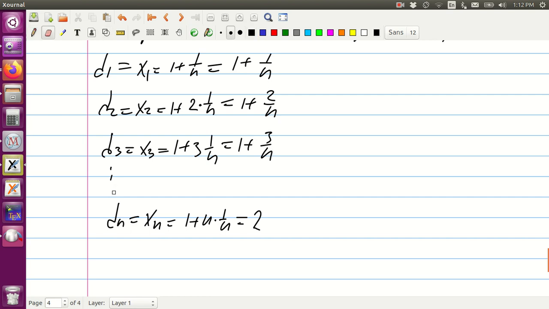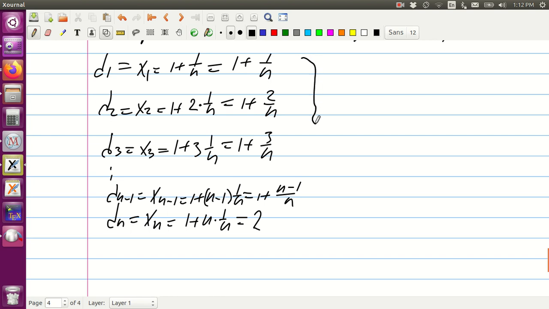And if you're worried about d sub n minus 1, how it looks, then it's just x sub n minus 1, which is 1 plus n minus 1 times 1 over n, which is 1 plus n minus 1 over n.